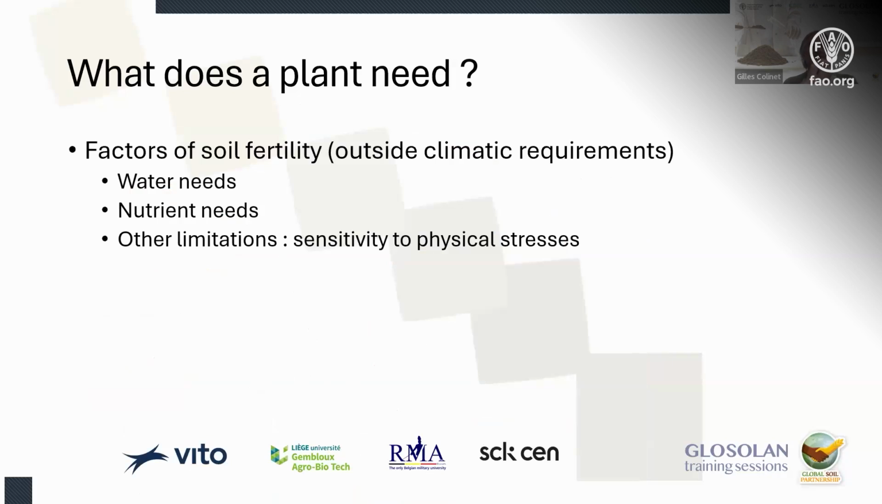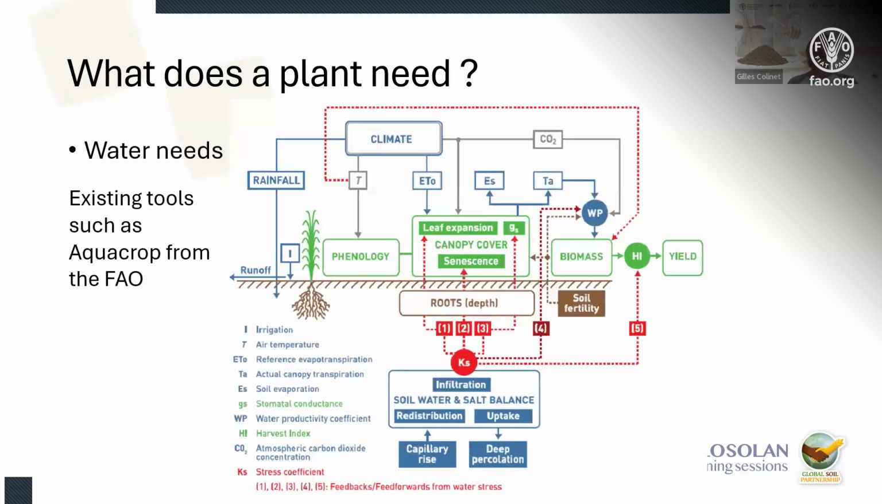Outside, if you don't look at the climatic requirements, the major factors of soil fertility will be the water needs, the nutrient needs, and other limitations such as the sensitivity or the tolerance to various kinds of stresses. Looking at the water needs, I won't go into detail. It's not the focus of the soil fertility. We will mainly be on the chemical characteristics.